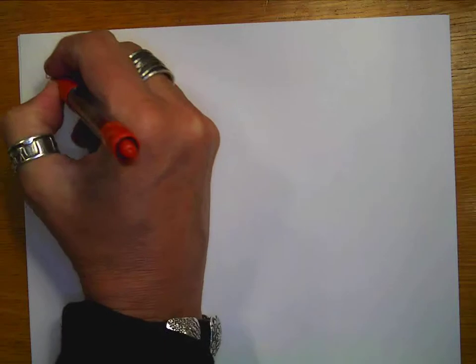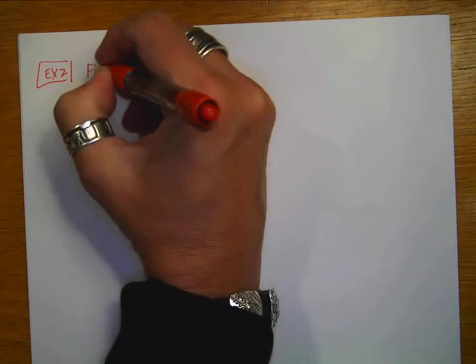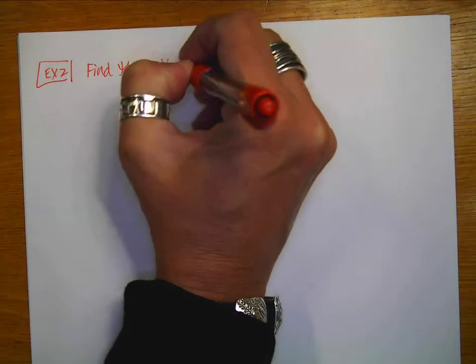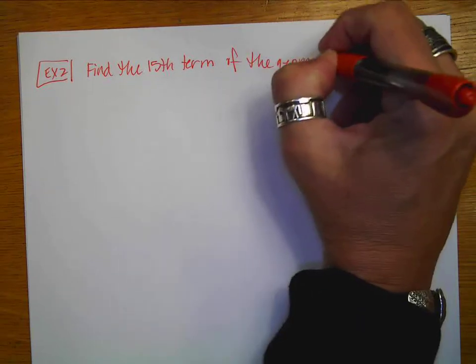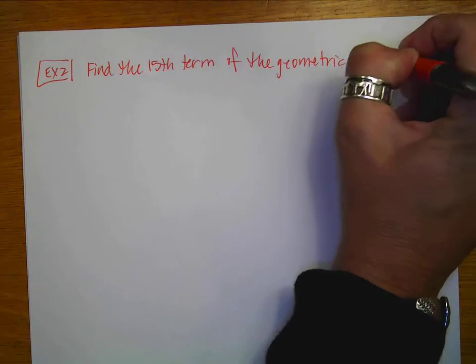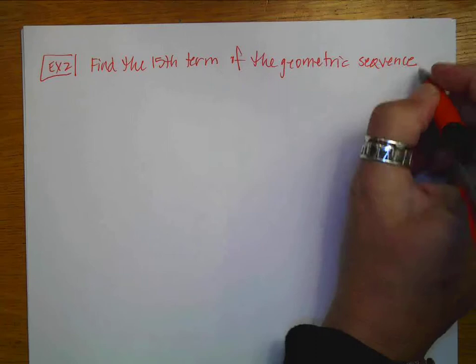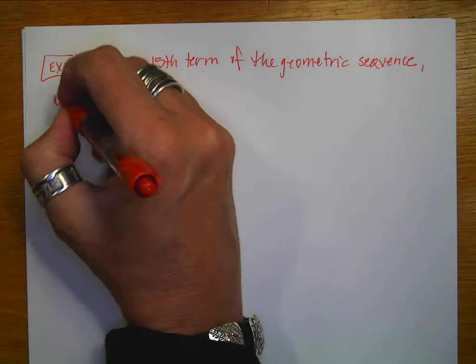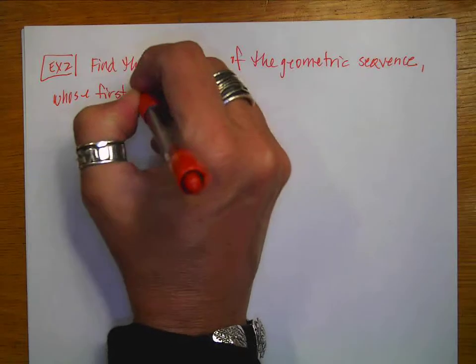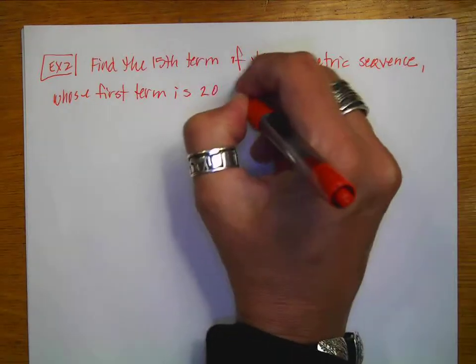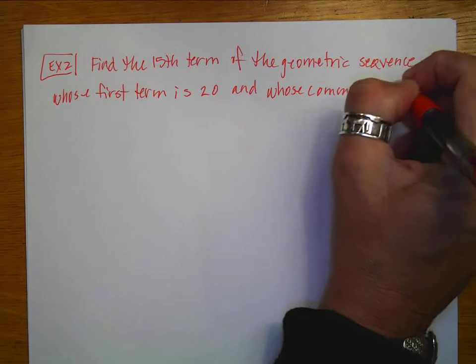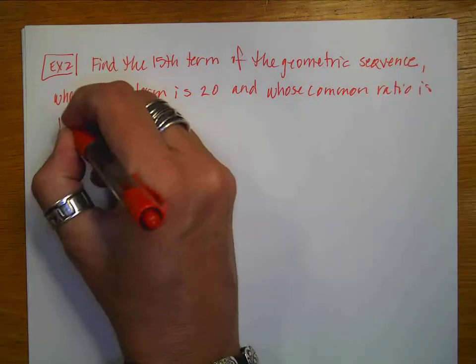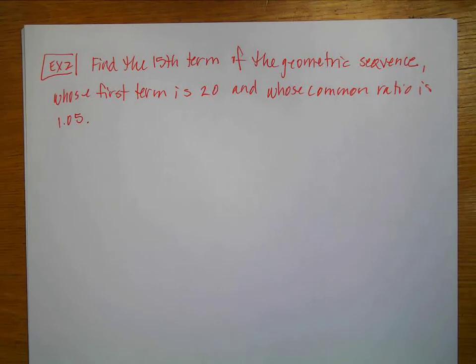So example number 2. And this one says find the 15th term of the geometric sequence. Remember, a sequence is a collection of individual terms. A series is a sum of terms. Whose first term is 20 and whose common ratio is 1.05.